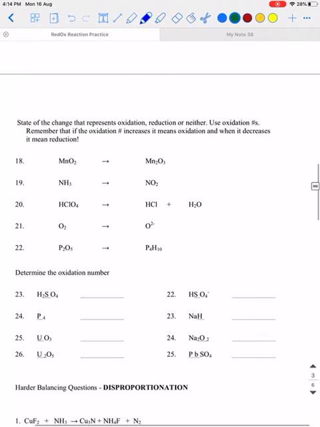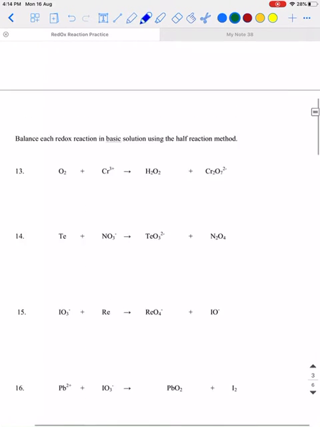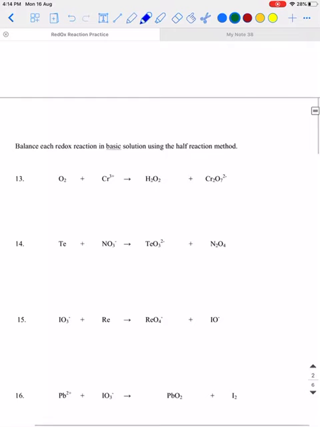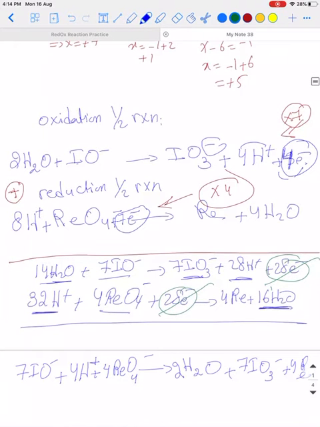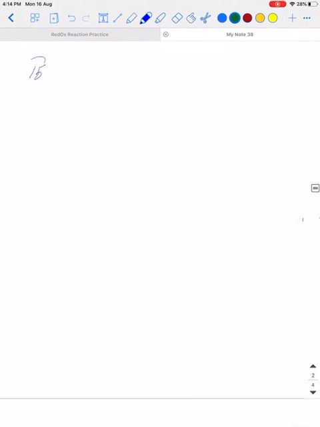Okay, now we will move into an equation that we have to balance in basic medium, and we will choose any one randomly, for example number 15. Now in basic solution we want to solve it. Okay, so we will write the question. Balance in basic solution, the equation is IO3 minus plus Re to give ReO4 minus plus IO minus.